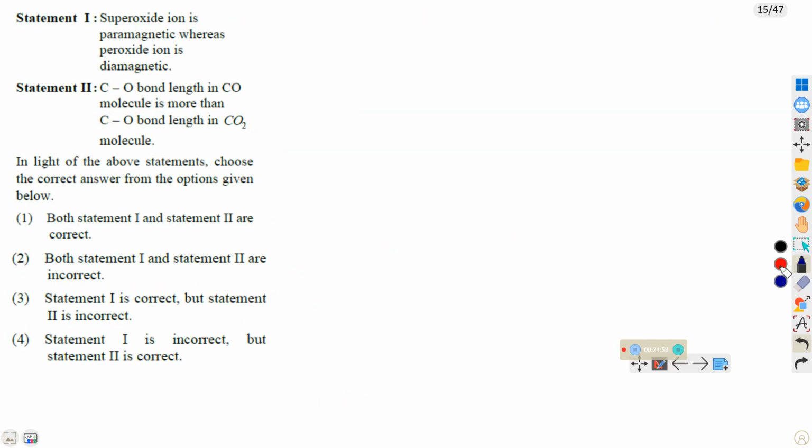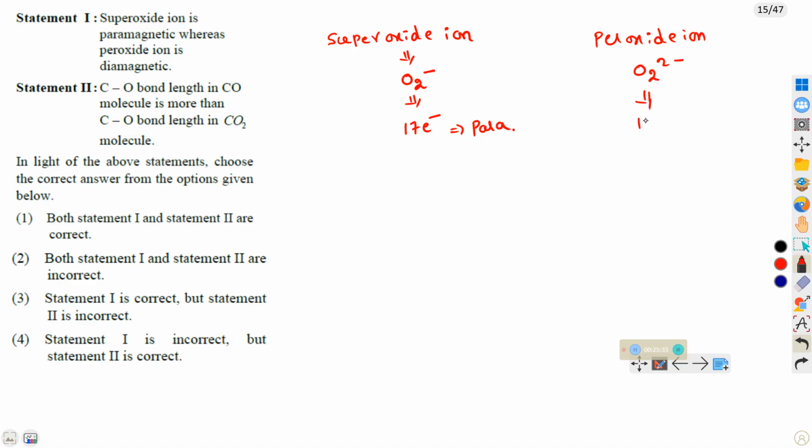Superoxide ion is paramagnetic, whereas peroxide ion is diamagnetic. Take superoxide ion. Superoxide ion formula is O2 minus, total number of electrons 17, odd number, paramagnetic. Peroxide ion formula is O2 2 minus, total number of electrons 18, even number, diamagnetic. Statement 1 is correct.